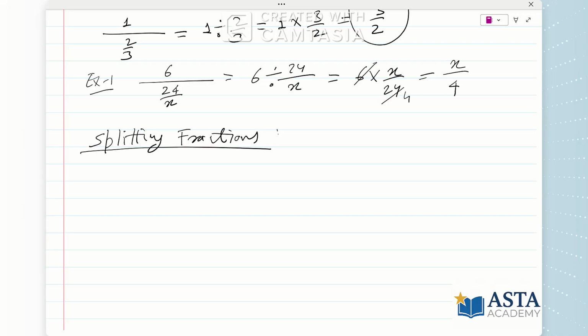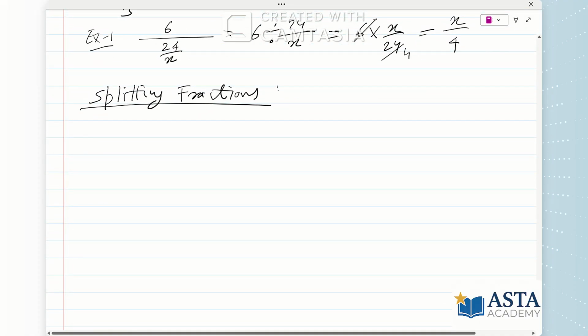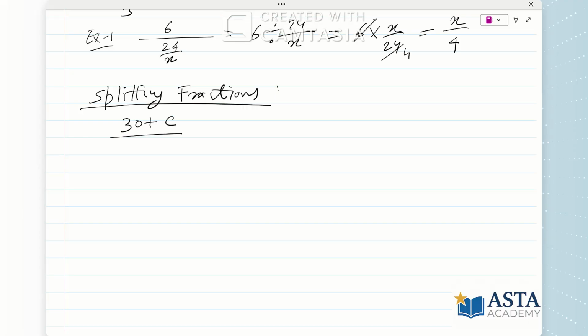Sometimes it is easy to simplify certain things when we can split a fraction. For example, let's say you have a rational fraction given as 30 plus c divided by 6. There may be a question which will ask you its simplified form in multiple choice questions. So it is easy to see that 30 can be divided by 6. So we can split the fraction: 30 divided by 6 plus c divided by 6, which will be equal to 6 plus c by 6.